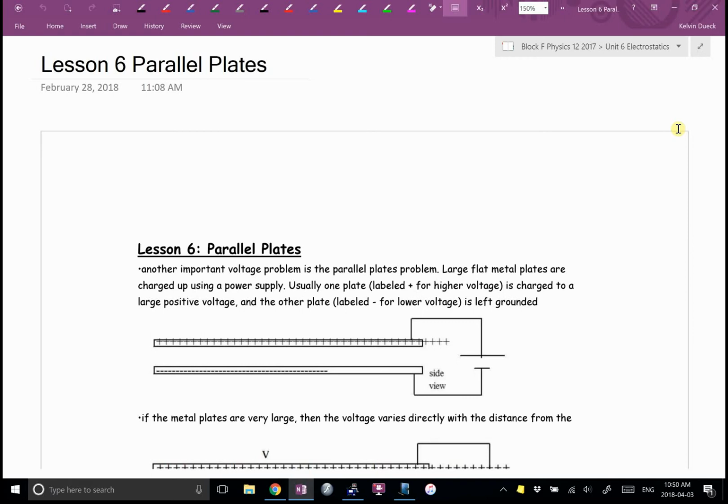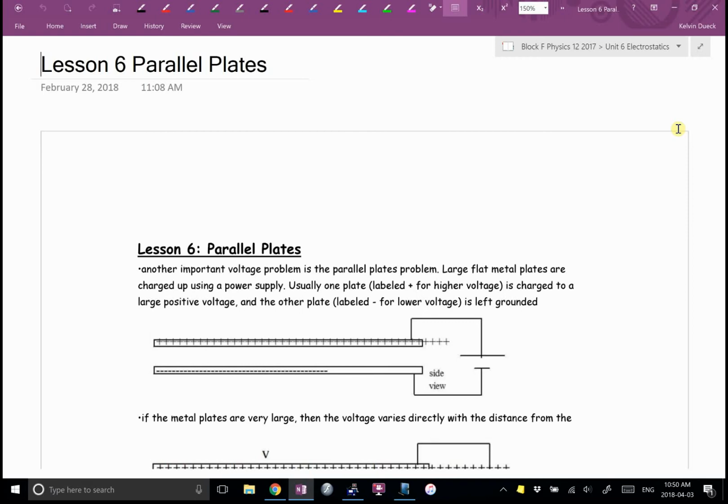Large, flat metal plates, and by large, I just mean large on the atomic scale. So, not a few millimeters long, but 5 or 6 centimeters long, longer is also fine. You can imagine something like this, the plates are charged up, and they are a distance apart. Doesn't have to be a big distance, but a few centimeters apart, or even a few millimeters apart if you want to get closer.